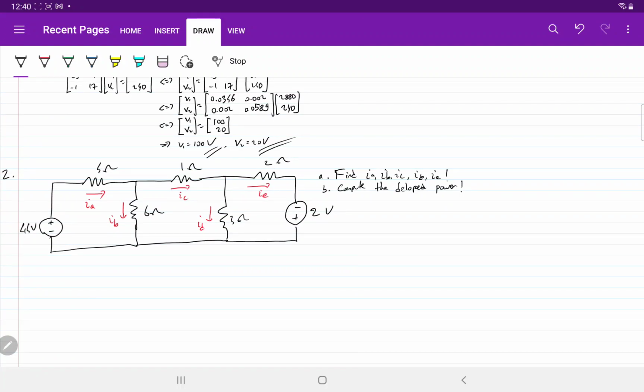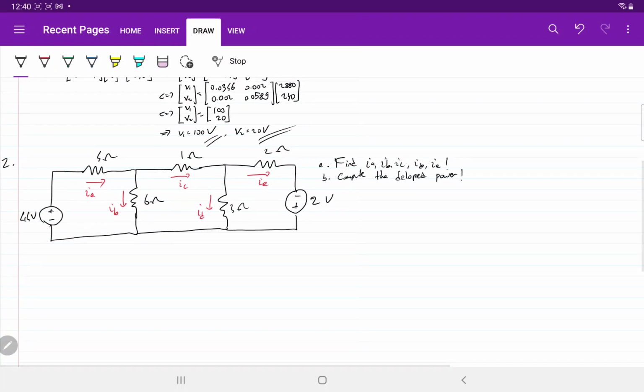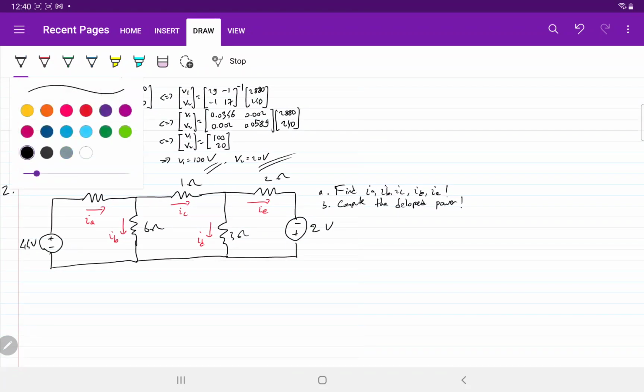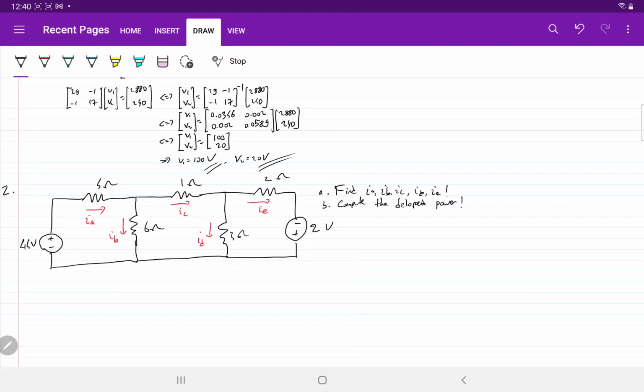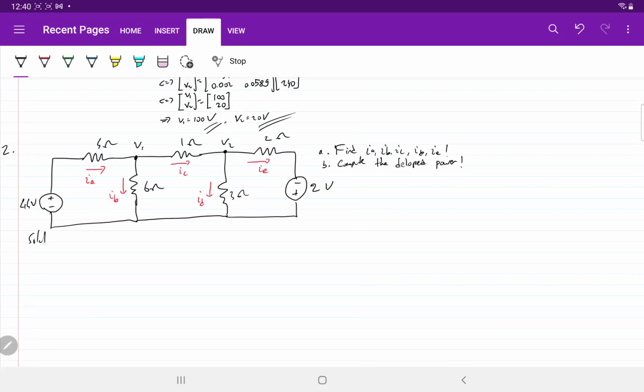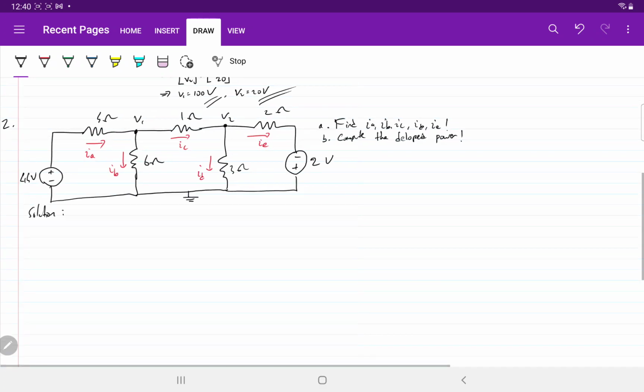Okay, again we can use the node voltage. We have 2 nodes. First node, let's call it V1 again and V2. Solution: first let's put the ground, and let's apply the node voltage on the first node there.